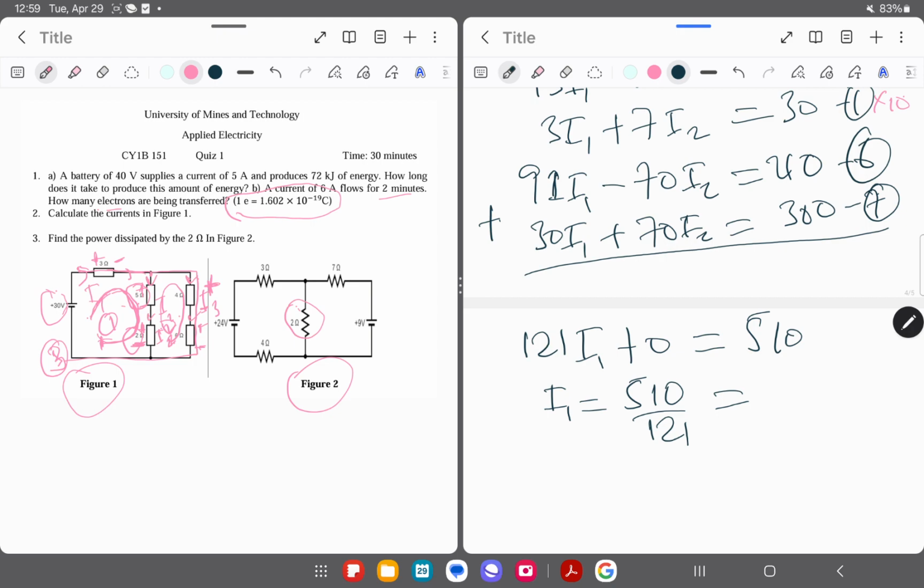So we have this divided by 121. So we get this to be 4.214 amps, right? We get 4.21 amps for this equation. So you can see we've calculated for I1, right?